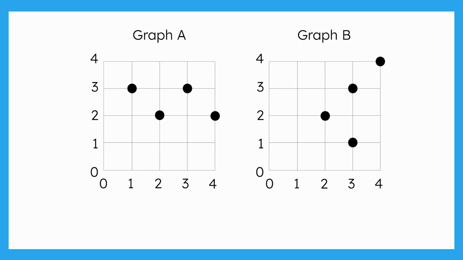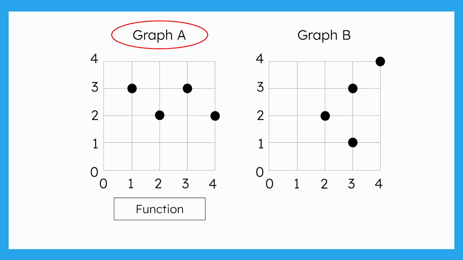Let's try it again. Pause the video here and use the vertical line test to determine which graph represents a function. Circle either graph A or graph B. Graph A represents a function because there are no vertical lines with multiple points on them anywhere on the graph, unlike graph B, which is not a function because the vertical line x equals 3 intersects at 2 points.